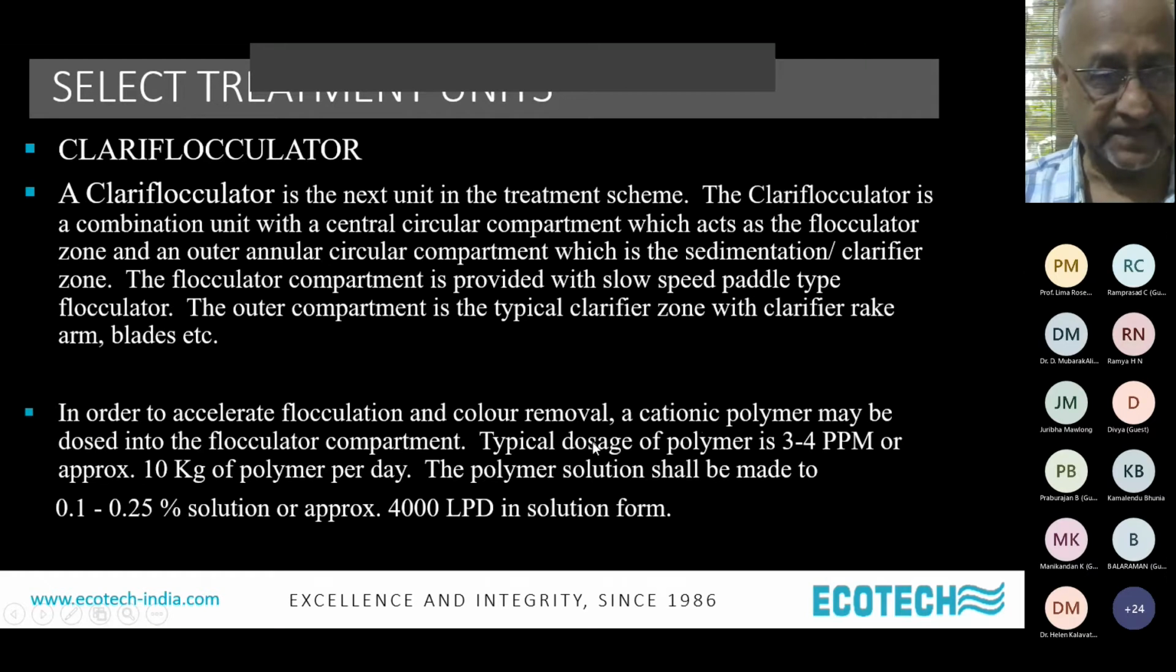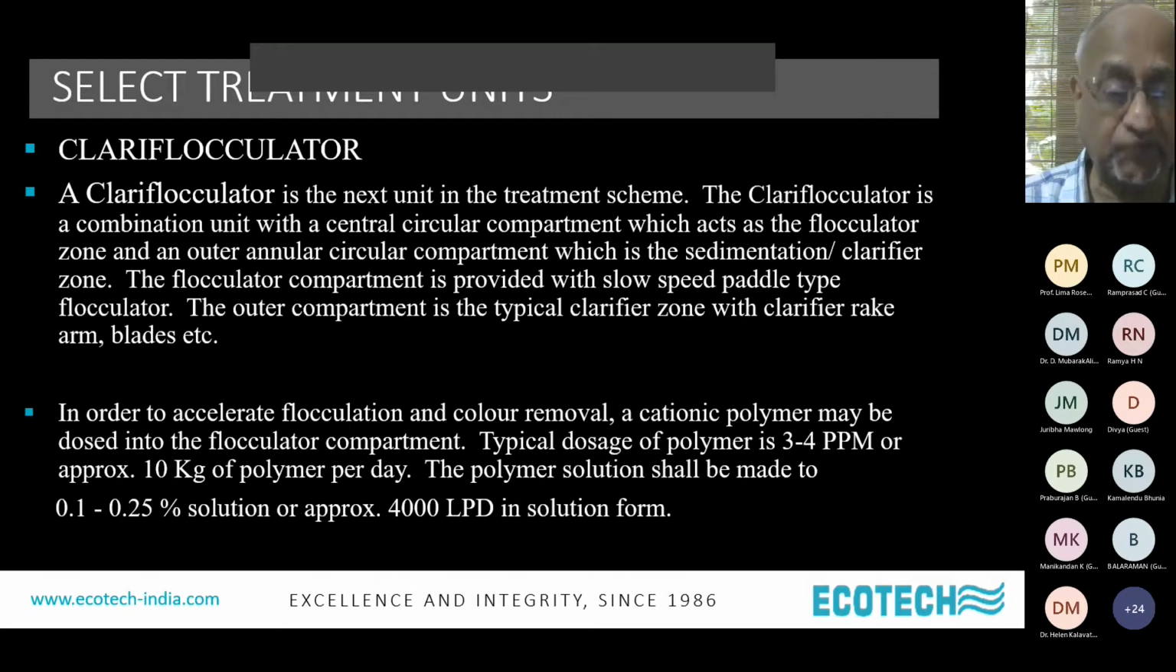Next is the clariflocculator. Clariflocculator is the next unit in the treatment scheme. Combination unit, a central circular compartment which acts as a flocculator. Typically 20 to 30 minutes is the retention time or the flocculation time. Flocculator compartment is provided with a slow speed paddle flocculator, so that the smaller particles, solid particles, coalesce together, hit against each other, coalesce into larger size particles, and are easy to separate out, easy to settle out, and typically with the addition of long chain polymeric polymer.